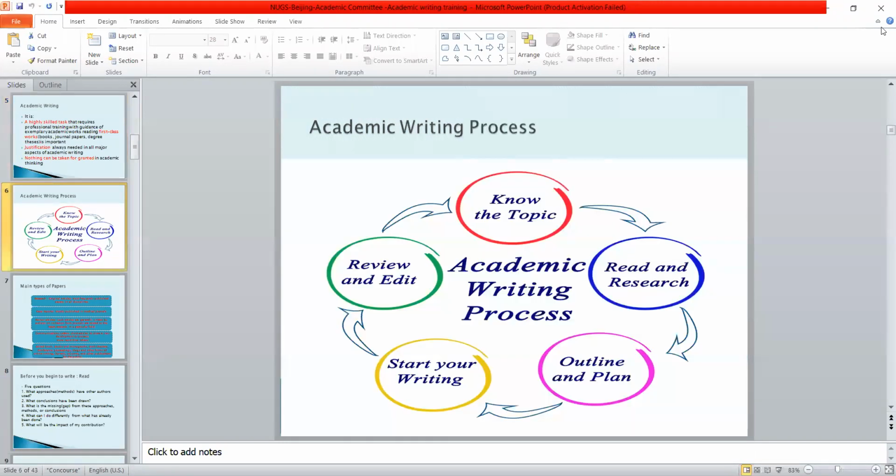Now, this is what we call the academic writing process. The basic thing is you start from the red. You must know your topic. For you to know your topic, how do you come about a topic? Can I ask my audience to pause a minute and find out, how do you find a topic for your study?